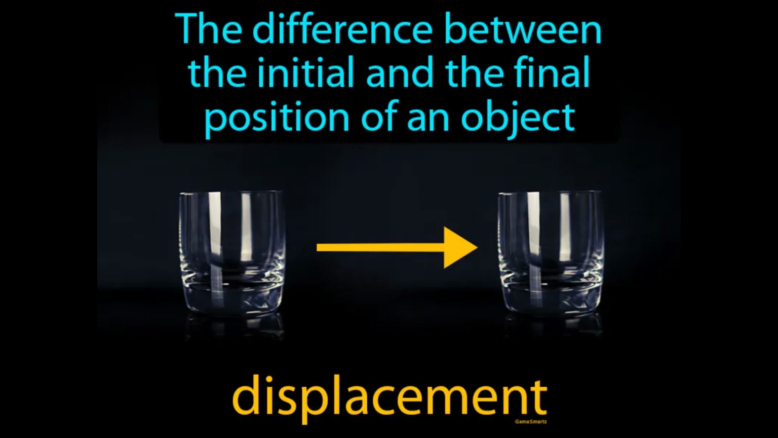The difference between the initial and the final position of an object. Displacement. Displacement is how far out of place an object is. It's the shortest path from start to finish.